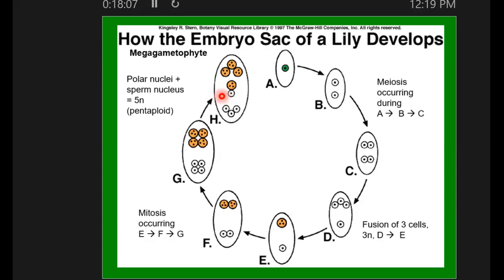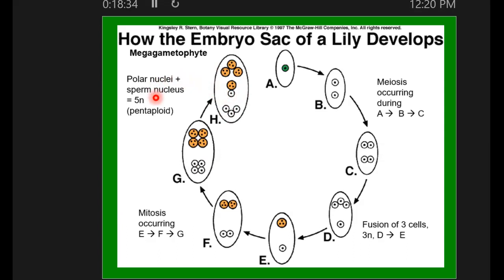And so what happens is you have 1, 2, 3, 4 nuclei in that center cell, the central cell. And then you have to imagine the sperm coming along with its nucleus. So that brings it up to 5. So when that sperm makes it there, you're going to end up with 5 nuclei. And so they denote that as 5 times n. And they call it a pentaploid condition.